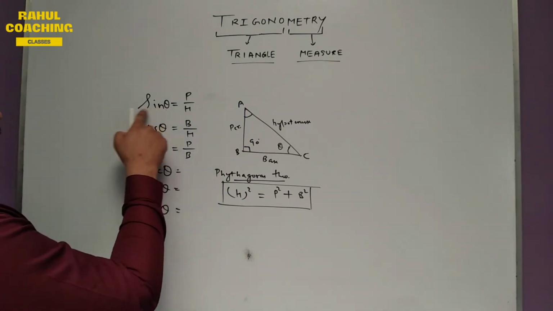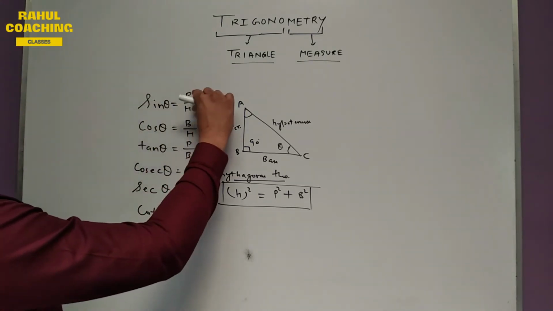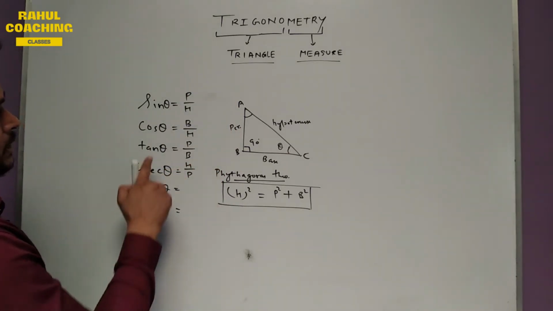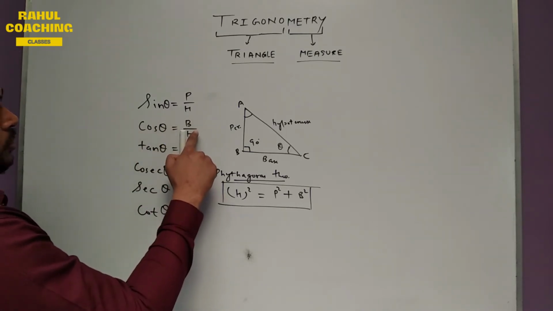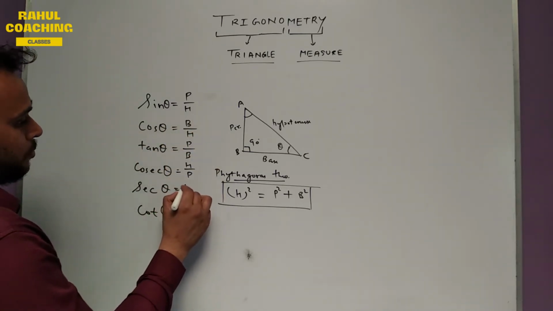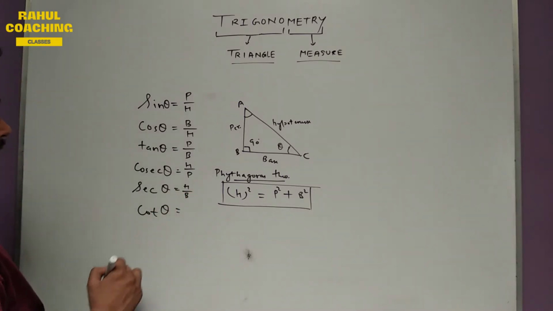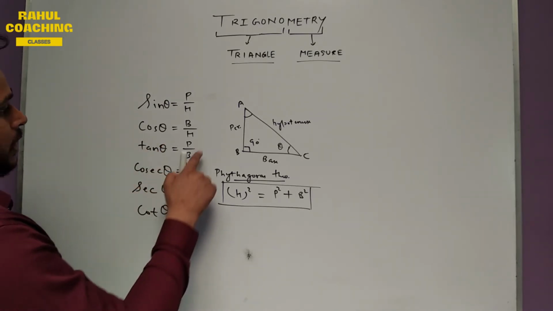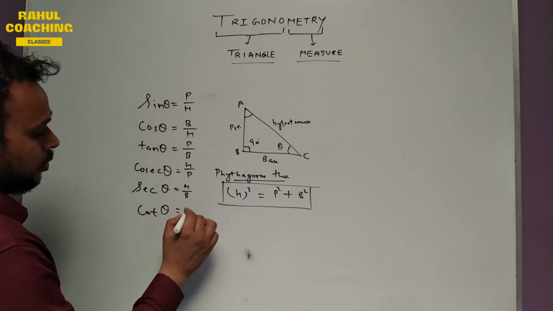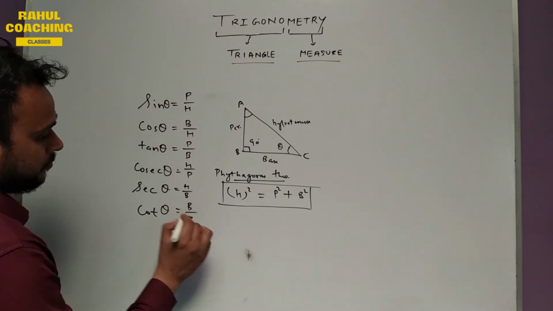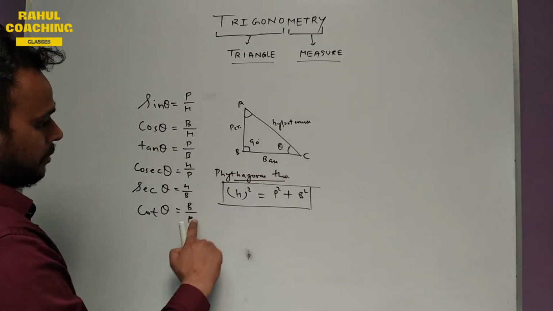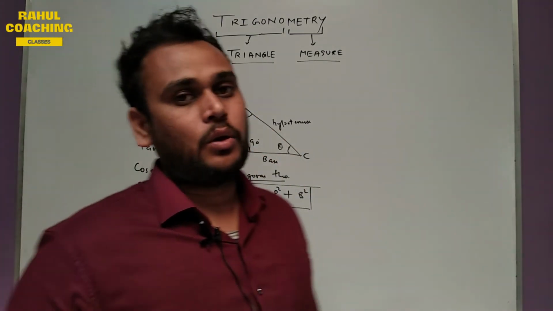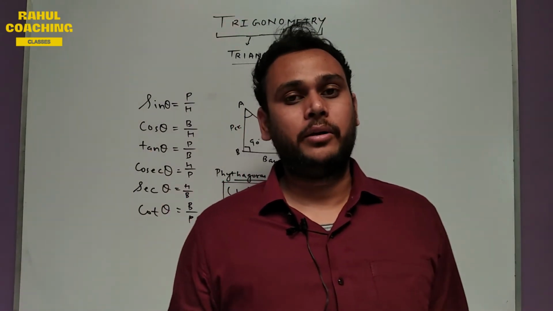Cosec theta is the reciprocal of sine theta. If sine theta is P upon H, then cosec theta is H upon P. Sec theta is the reciprocal of cos theta. If cos theta is B upon H, then sec theta is H upon B. Similarly, cot theta is the reciprocal of tan theta. If tan theta is P upon B, then cot theta is B upon P. B means base, P means perpendicular, and H means hypotenuse. These are the formulas of the 6 trigonometric functions.